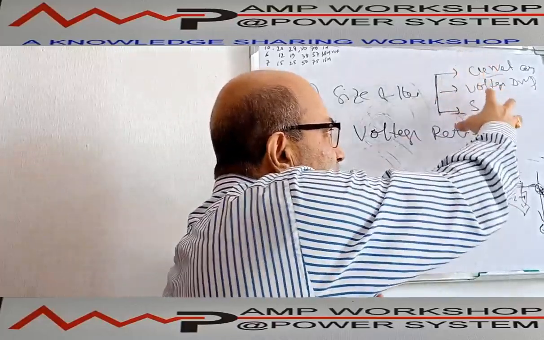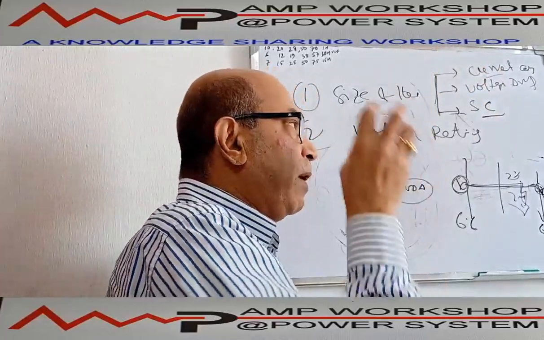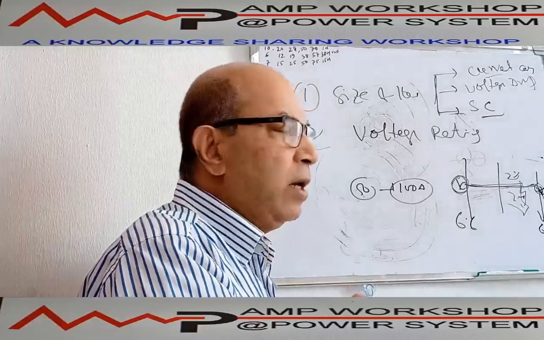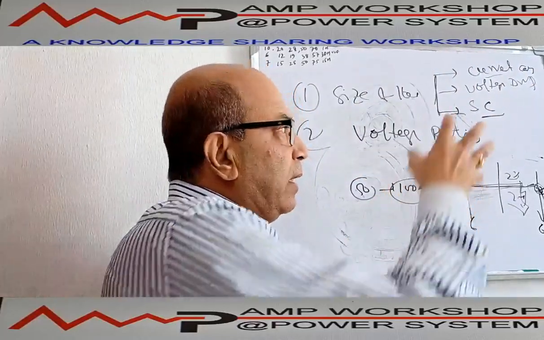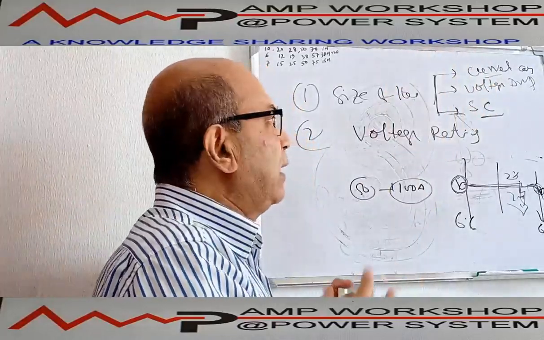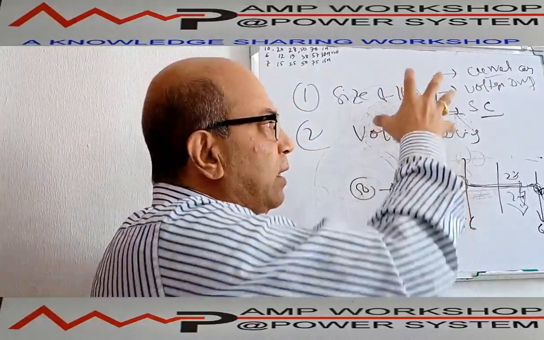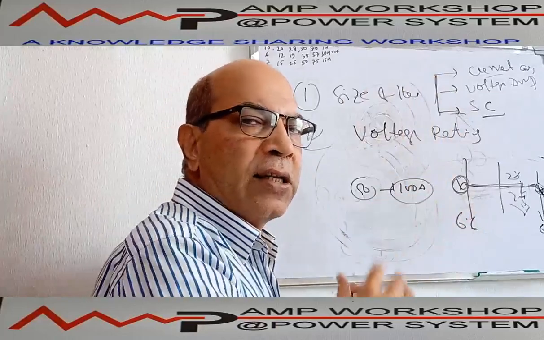So if these three conditions are met for a particular cross section area of the cable, then that cable is suitable for carrying that amount of power safely. That is the first part, the conductor sizing calculation. Conductor sizing is over.